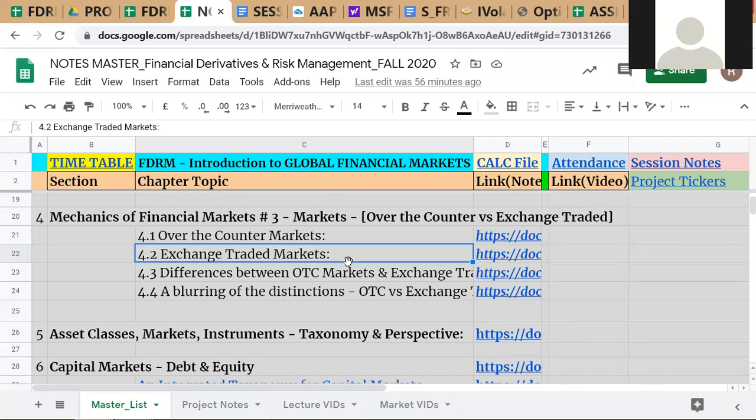Flex options are options where you have some flexibility in terms of contract terms. Generally, in exchange-traded markets, you don't have flexibility on contract terms, but flex options give you some. You can choose the strike, you can choose the expiry, and all those things. This is a way to give people the best of both worlds. It is an example of exchanges trying to build some customization into their products to appeal to customers who are looking for that customization. That's basically what it is.